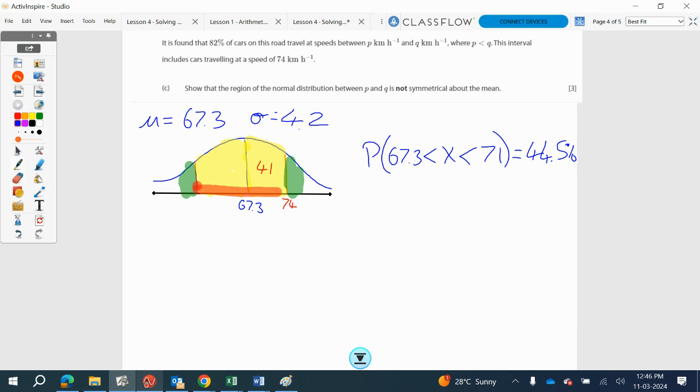We have to reason this. So this diagram would act as part of your reasoning. In order for it to be symmetrical around the mean, you have to have this. So twice this is going to be more than 82. There's not enough space to make this symmetrical around the mean.